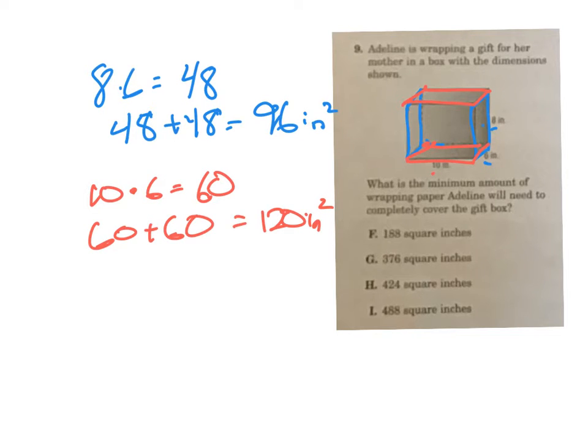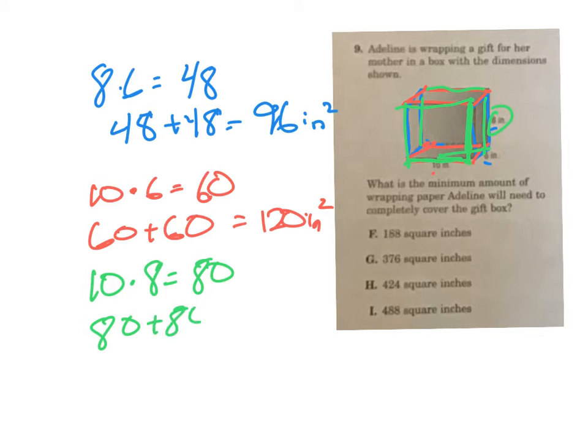Okay, so now I have those two. Now there's one more, or actually 2 more. It's this front side, and I'll times by 2 to get the back side. Okay? And this is a 10 by, well, this is 8, so this has to be 8. 10 by 8 equals 80. And then 80 plus 80 for those two sides equals 160 inches squared.